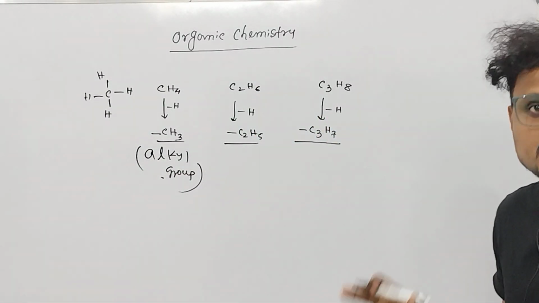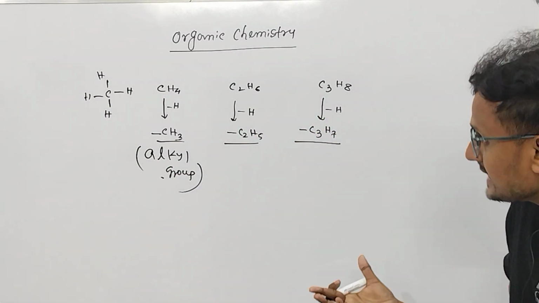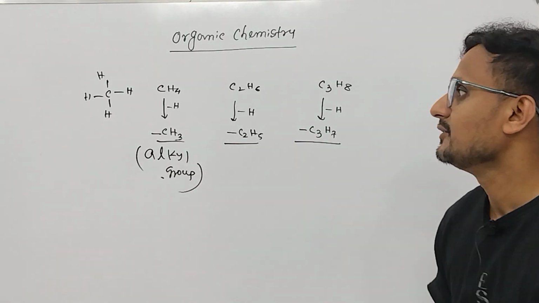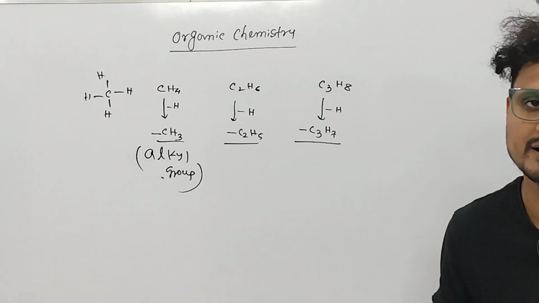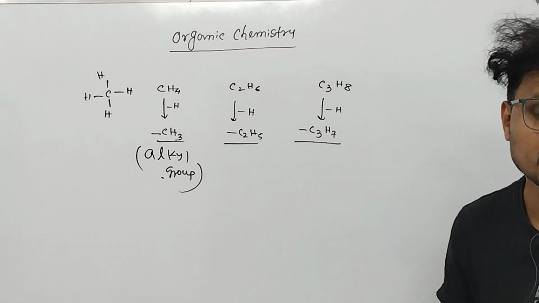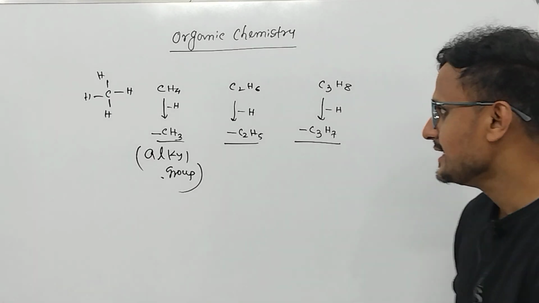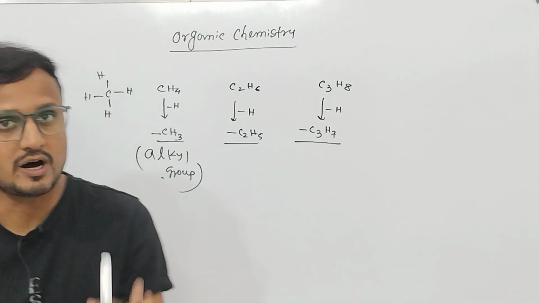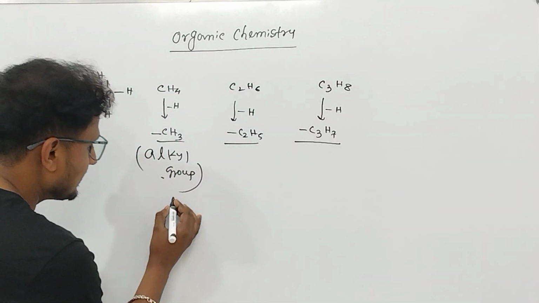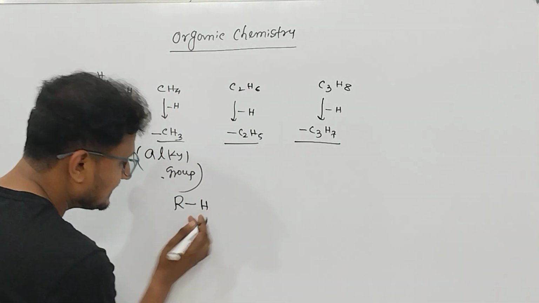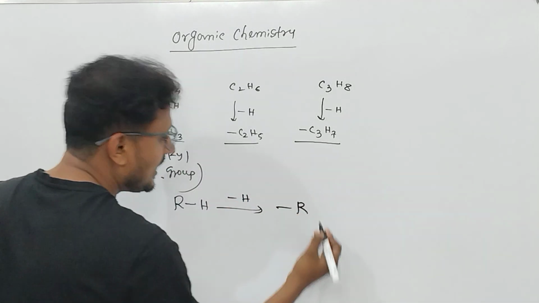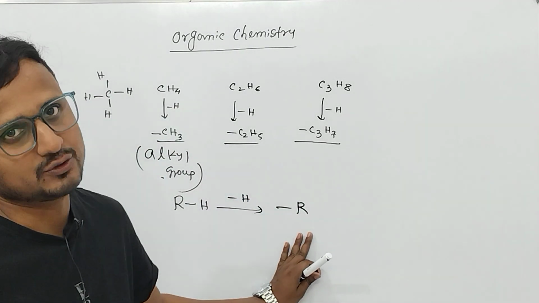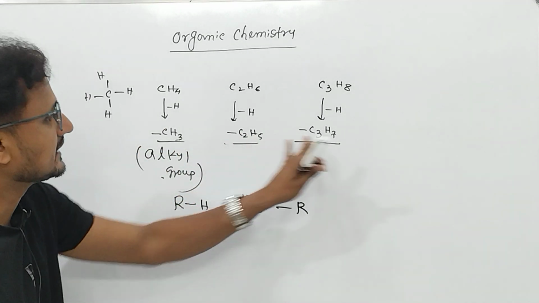This is very important to know, to understand and to write for the IUPAC nomenclature. If you don't understand this portion, you will be unable to understand the IUPAC nomenclature, unable to write the IUPAC name. So these are the alkyl groups. How to know the alkyl groups? An alkane can be abbreviated like this, RH. If it removes one hydrogen, it forms R. It is called an alkyl group. These are all alkyl groups.